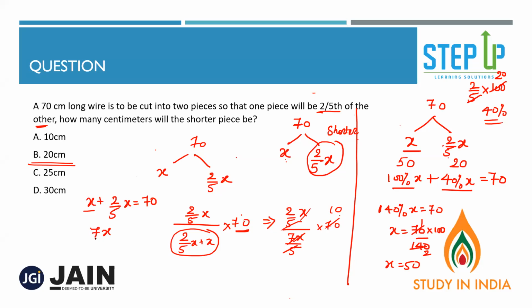That's what people are saying to me. 7x/50 is equal to 70, X is equal to 50. This is only a three-step method. That's what people were saying. Right? Go with this.